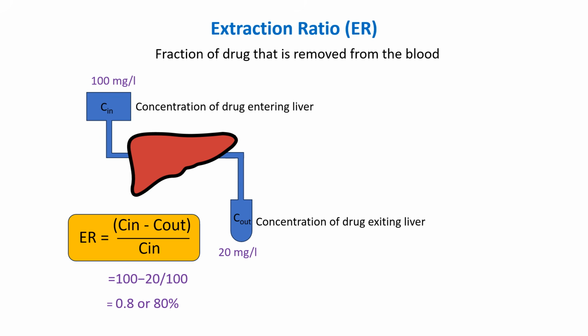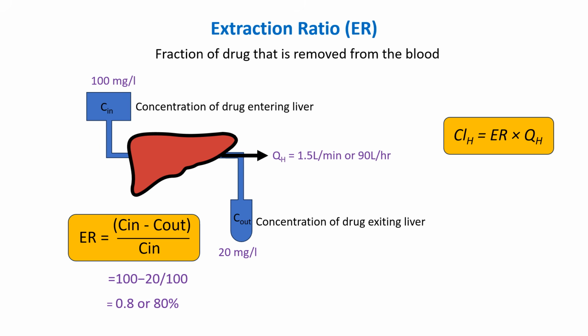Using the extraction ratio, we can also calculate hepatic clearance. Assuming hepatic blood flow to be 1.5 liter per minute or 90 liter per hour, the hepatic clearance is 72 liter per hour.